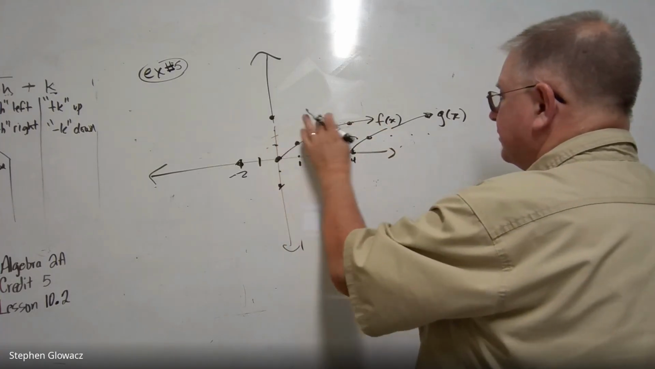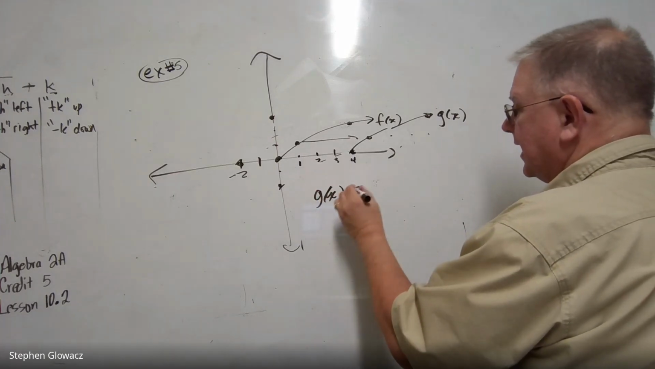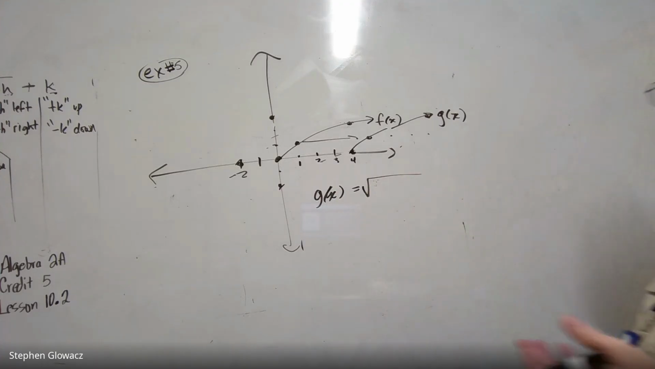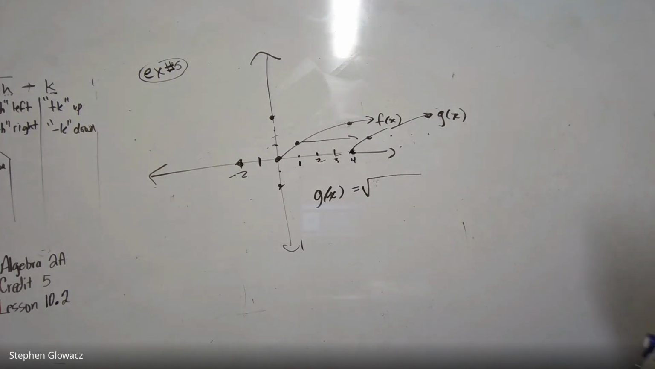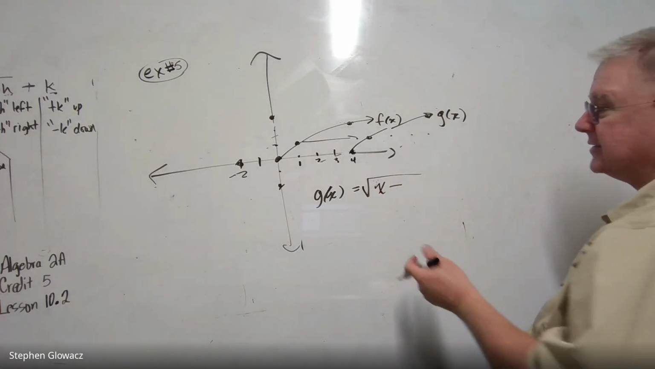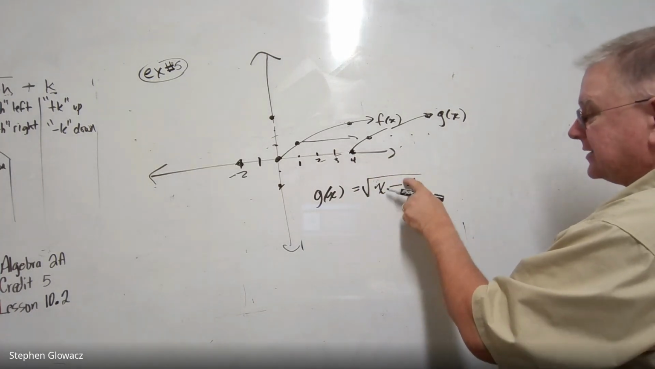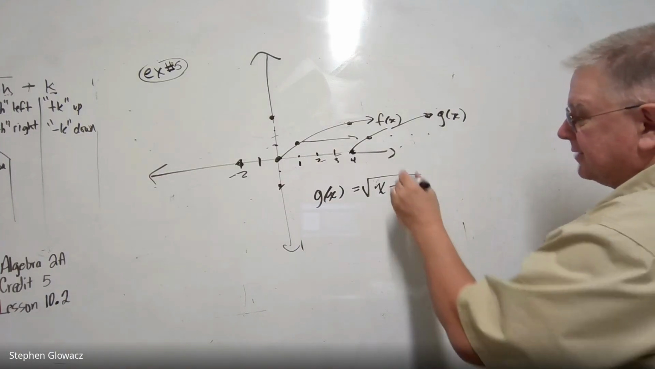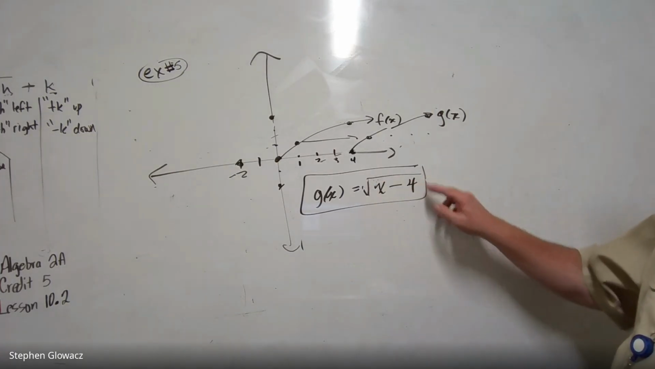Let's get rid of some of these stray marks here. And so we have g of x equals, now once again, we're moving horizontally. And so we're dealing with h, which is under the radical. And so this would be x minus, remember it's in the form of x minus, but it's a positive 4 as we're moving to the right. So x minus a positive 4. Nothing to simplify on that one. So that would be our answer. G of x equals the square root of x minus 4.